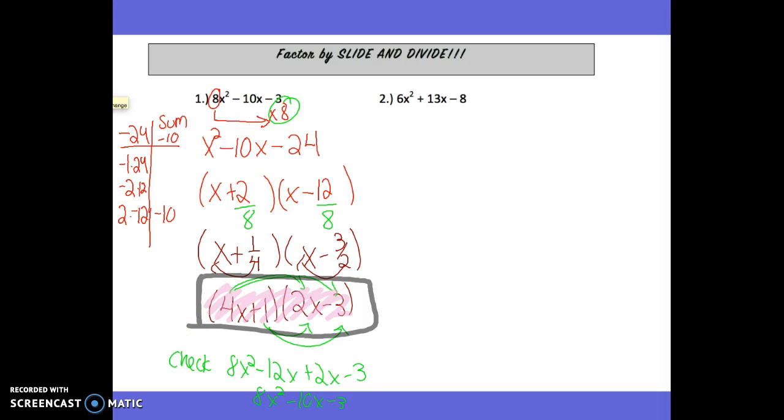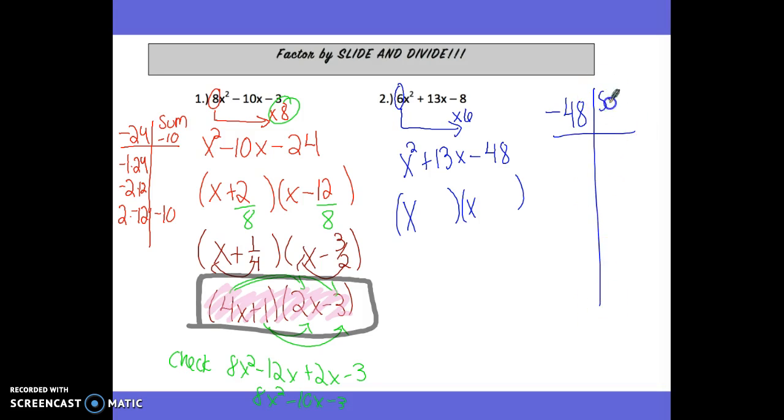Let's try number 2. The process you're going to notice is all the exact same. Take 6, slide it over, times 6. You get x squared plus 13x minus 48. Now I factor this normally. x and x. I look at the factors of negative 48, and I'm looking for the sum to equal 13.